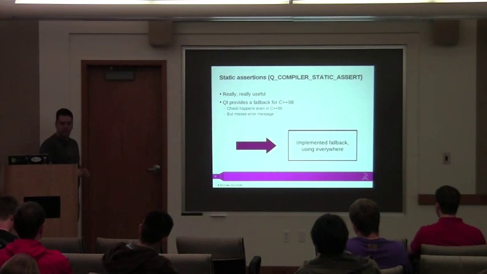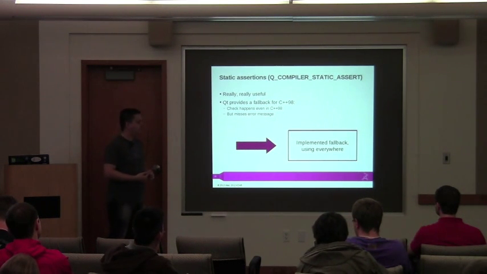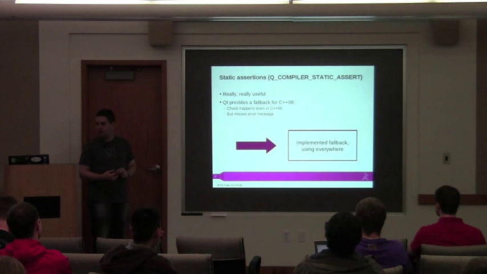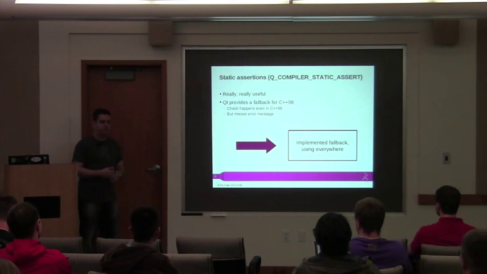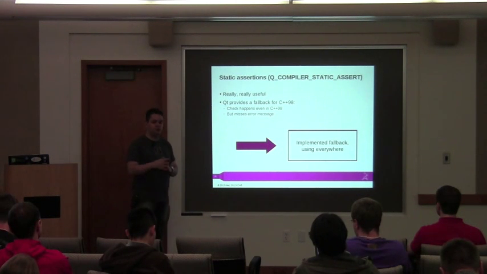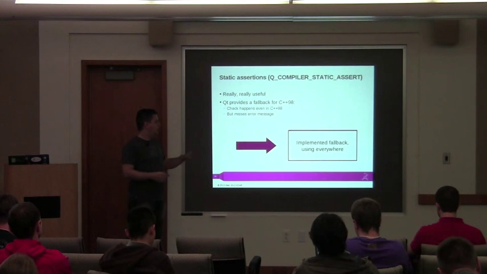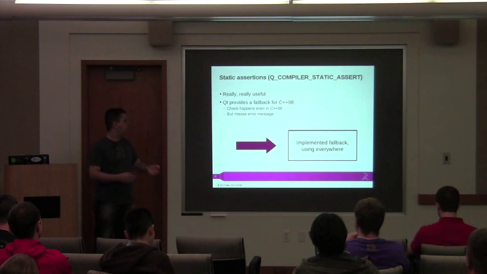Static assertions, really, really useful. By all means, start using it. And we provide a fallback to C++98. You probably have done this in the past. If you haven't, it's very simple. You just declare an array with minus one in size, the compiler will complain. Or some other things like using a type that is forward declared, sizeof a forward declared type, anything that would cause the compiler to error out if the condition is false. Unfortunately, as a fallback, we don't have the error message.